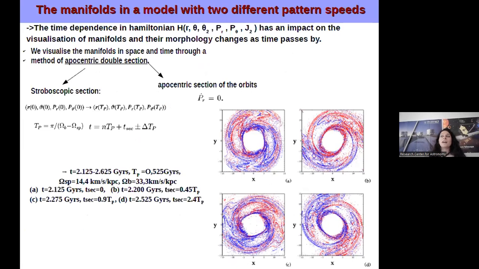Okay, time dependence also has an impact on manifolds. The manifolds are time varying. They change with time, and it is not so easy to visualize manifolds in the physical space as we have visualized them here.